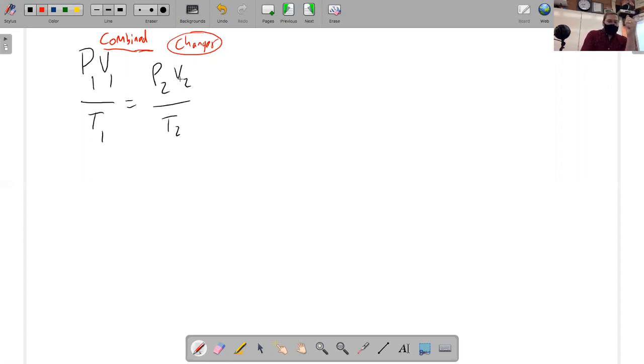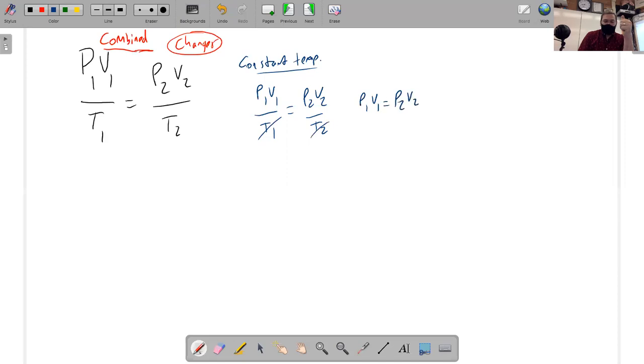If in the problem there's a constant temperature, you know algebraically that if the values of the denominators are the same on both sides, then those values can cancel out. So in other words, if T1 and T2 are the same, then really the combined gas law, P1 V1 over T1 is equal to P2 V2 over T2. Those temperatures end up canceling out, leaving you just P1 V1 is equal to P2 V2. And that's how you wrote Boyle's law.